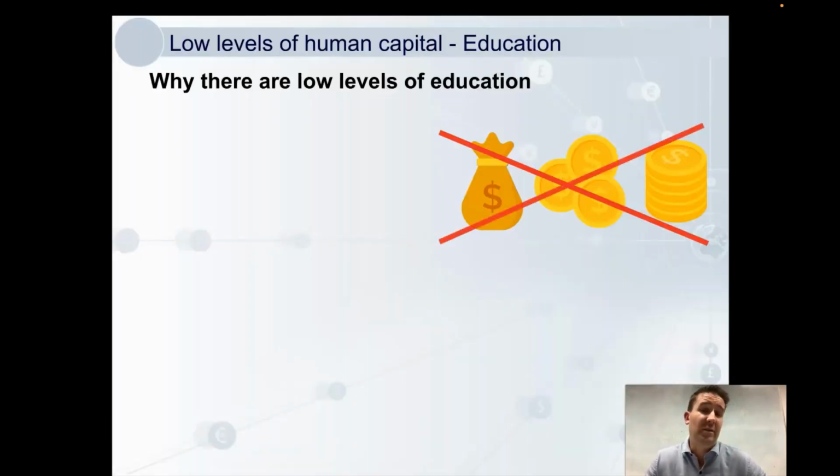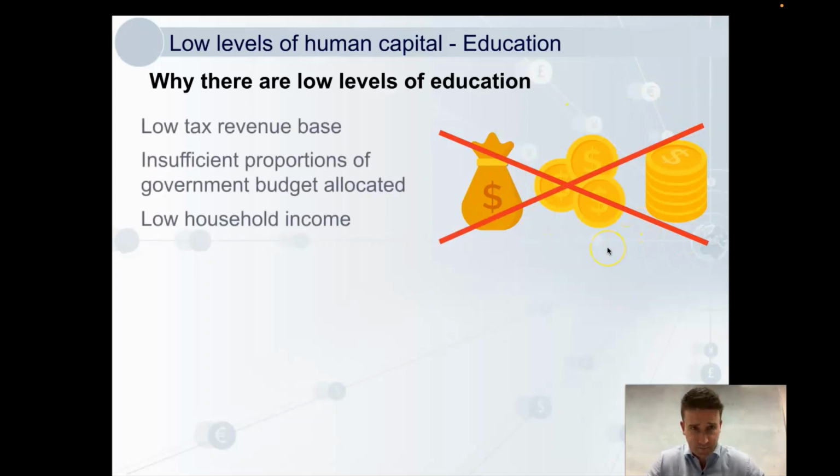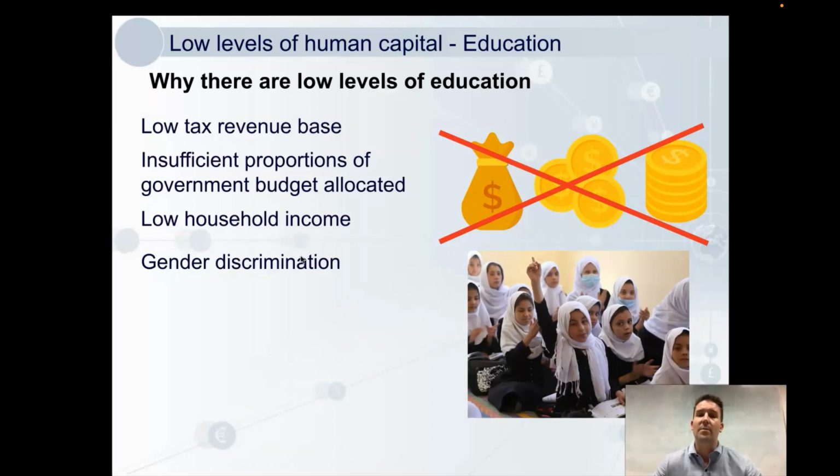Okay, why are there low levels of education? Oh, big surprise, no money. So that tax revenue base is not there. Sometimes it's just the proportion of the budget allocated to education. We've seen in the data that the income of a country is correlated to the levels of education, but it's not a perfect correlation. Some poorer countries can do much better in education, and that's partly because of how they allocate their budgetary resources. And of course, low household incomes make it hard for people to invest in themselves, their own education. There can also be gender discrimination.